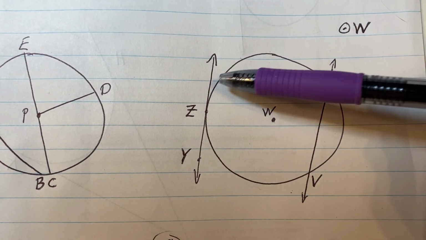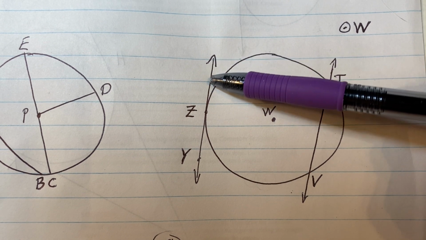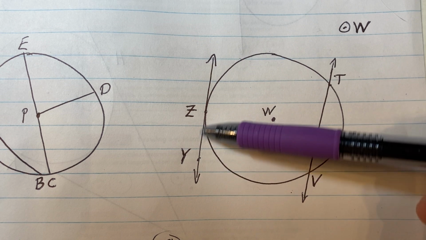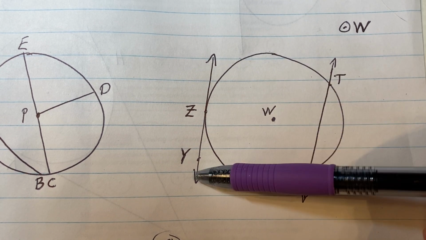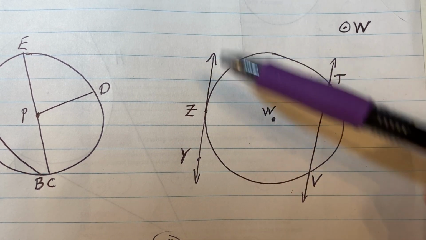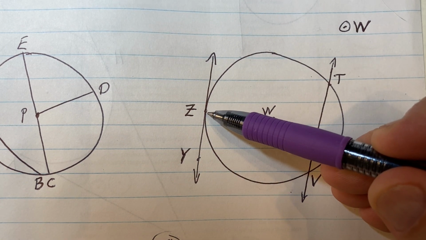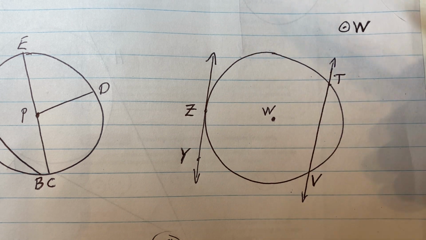Here's a line that touches the circle once. This line is called a tangent line. Line ZY is tangent, and the point where it touches the circle once is called the point of tangency.